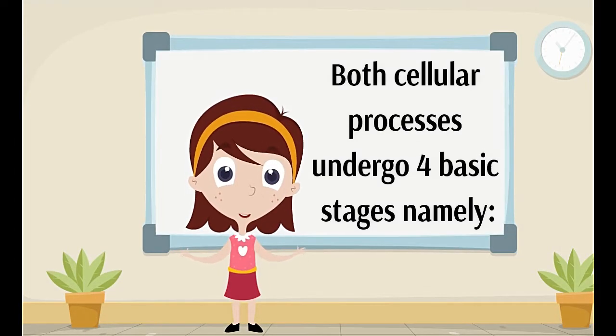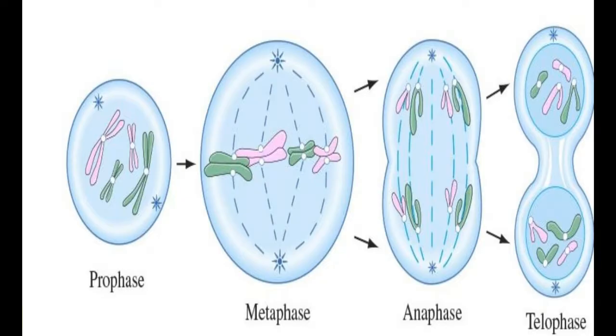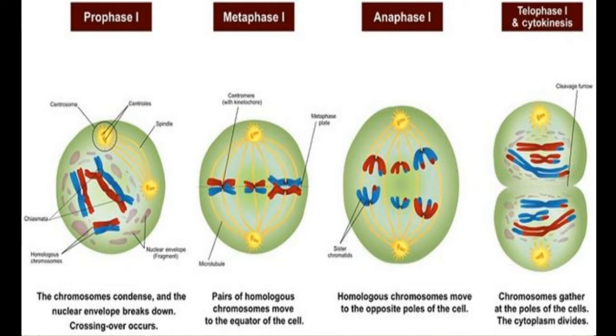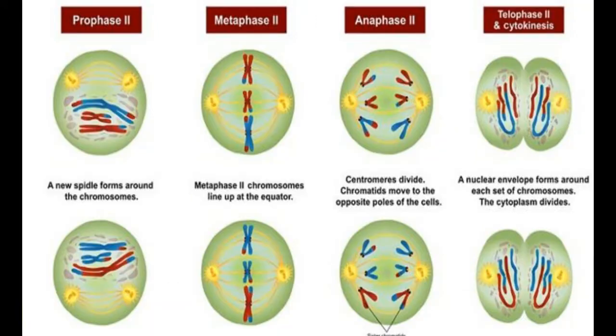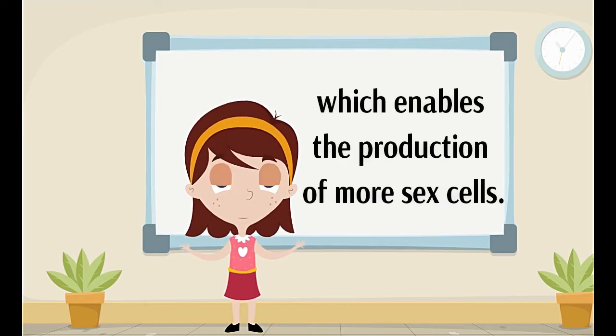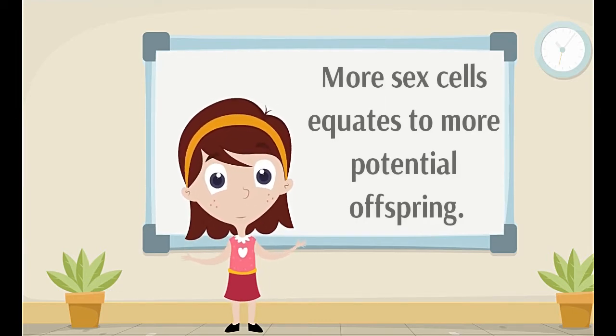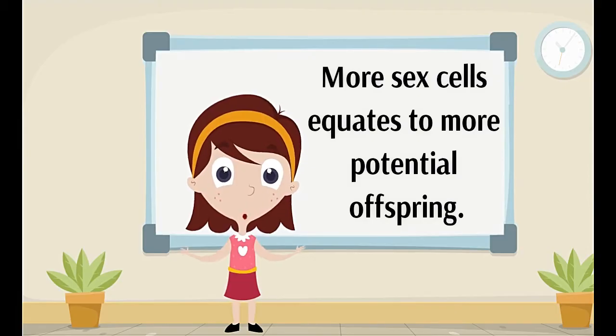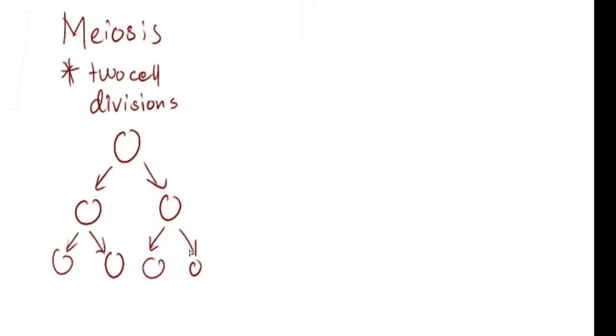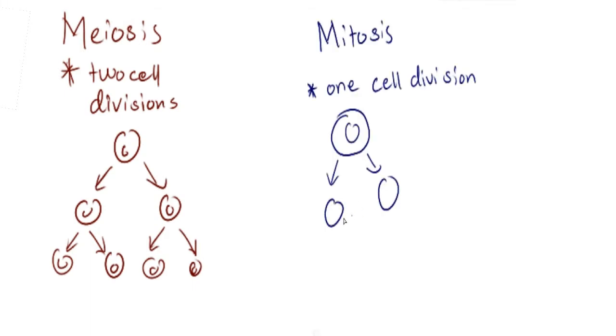Both cellular processes undergo 4 basic stages, namely prophase, metaphase, anaphase, and telophase. But things are a little different with meiosis because there's a part 2 to those 4 stages, which enables the production of more sex cells. More sex cells equates to more potential offspring. As mentioned before, meiosis undergoes a similar process, only that it has a second part which results in 4 daughter cells from one parent cell that are all unique because of the mixed genetic material, instead of 2 genetically identical cells from the product of mitosis.